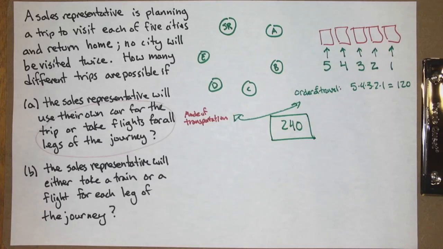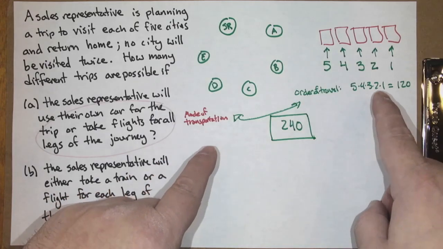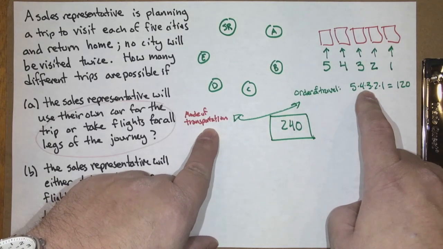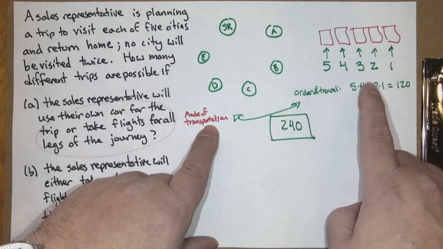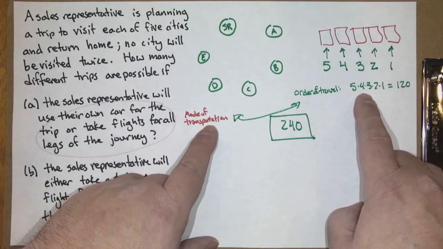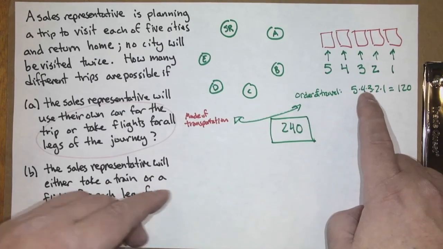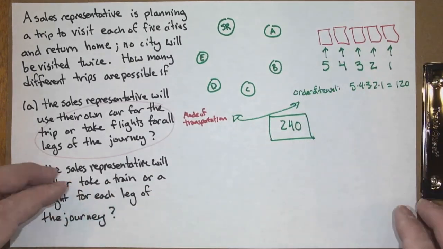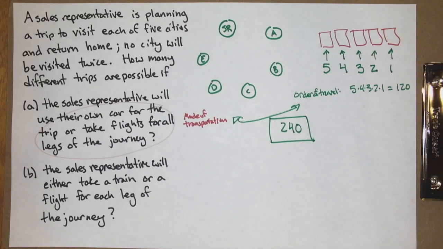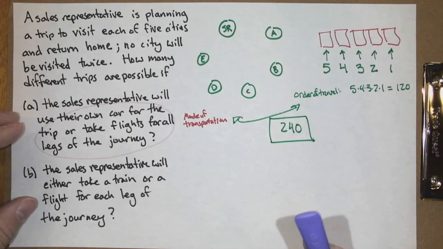Part B. The sales representative will either take a train or a flight for each leg of the journey. So now, it's slightly different. What's changed between the 2 things? Because we have 2 things, so like the order they visit the cities, the mode of transportation. The mode has changed. The order is still, we still have that same 5 times 4 times 3 times 2 times 1.